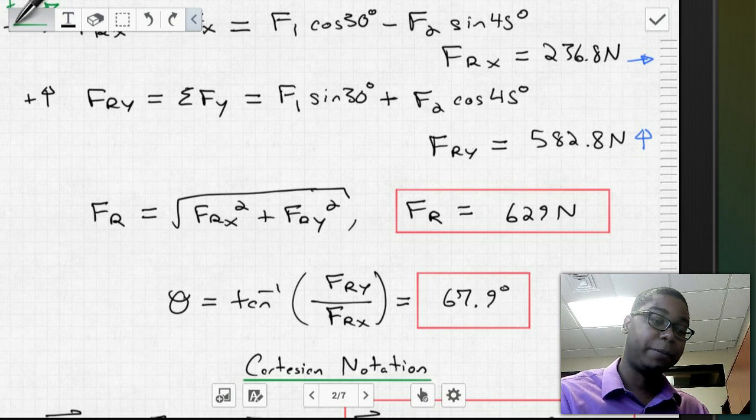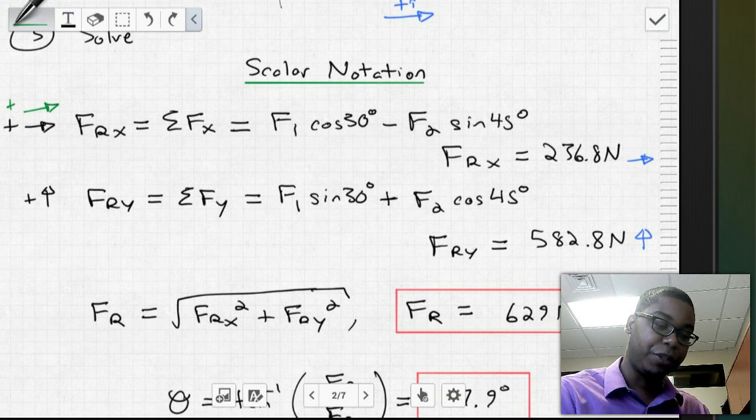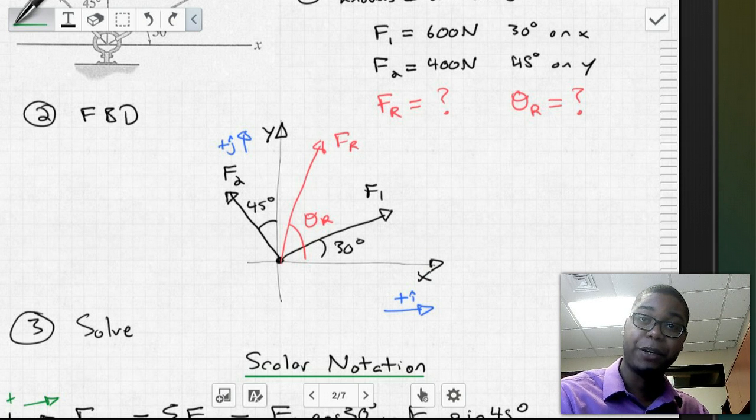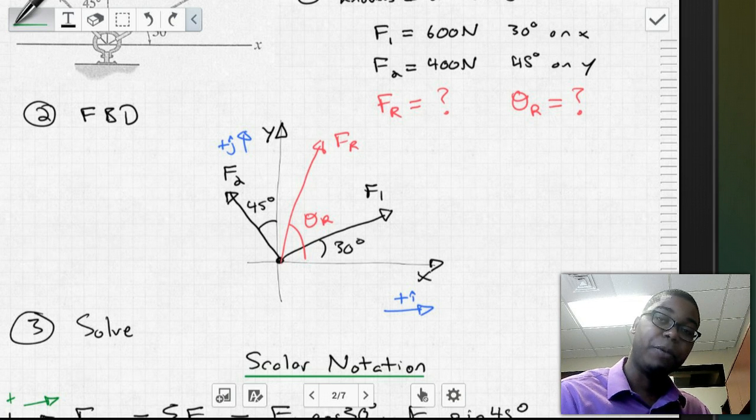Now we can look and see that our component in the x is positive, and our component in the y is positive. So the assumption that we made that the force resultant is in the first quadrant of this coordinate system, meaning the positive x, positive y quadrant, is correct, because we know that the force in the x and the y are going to be positive.